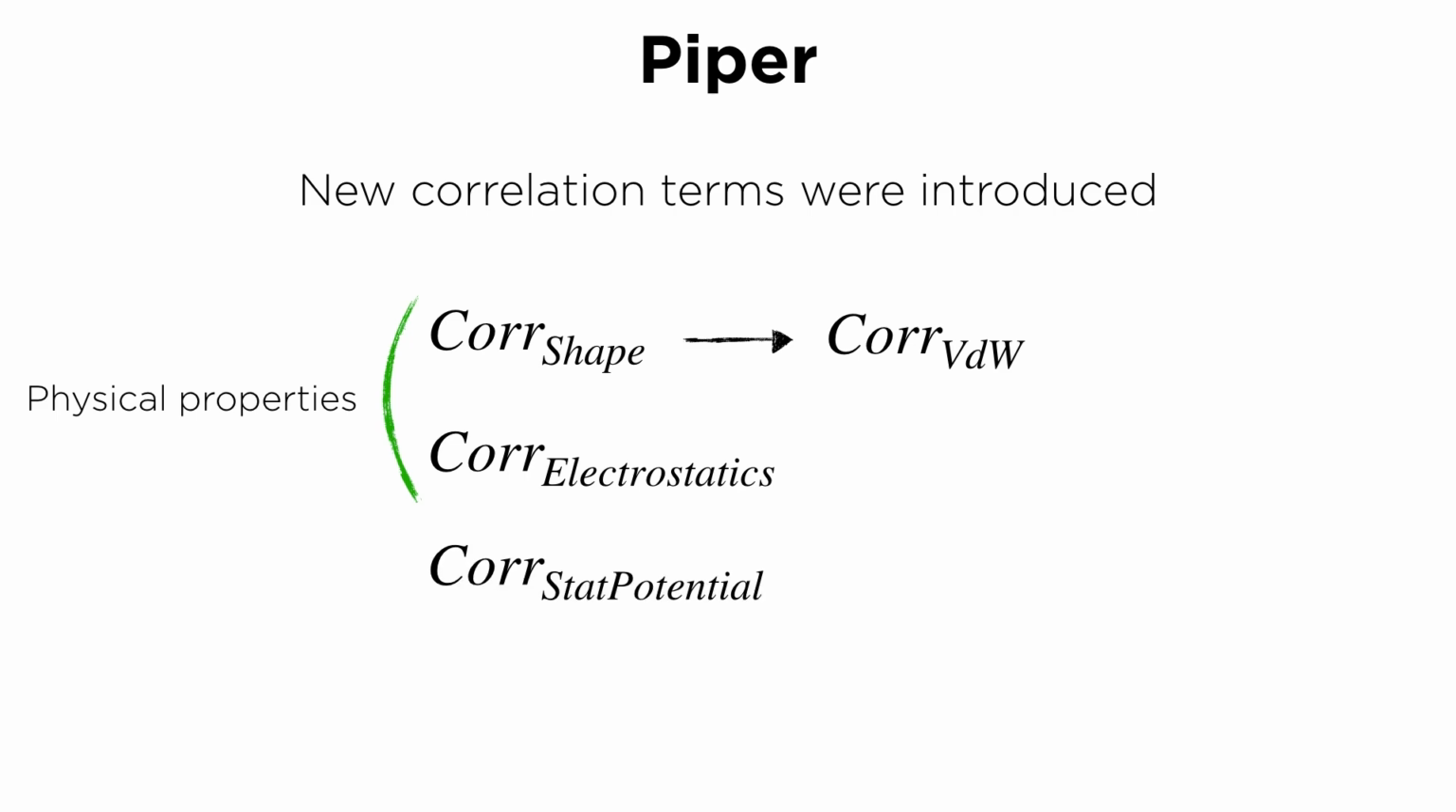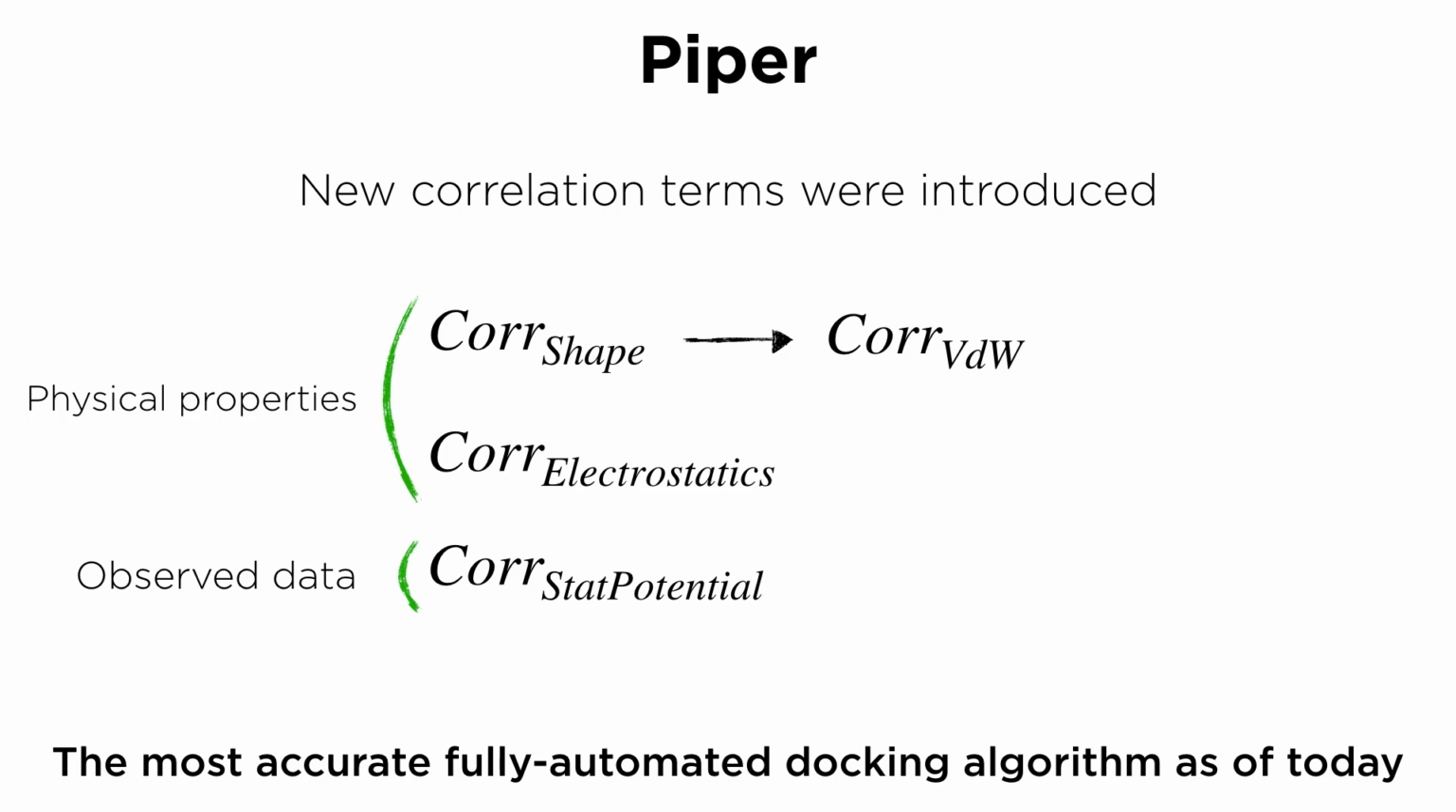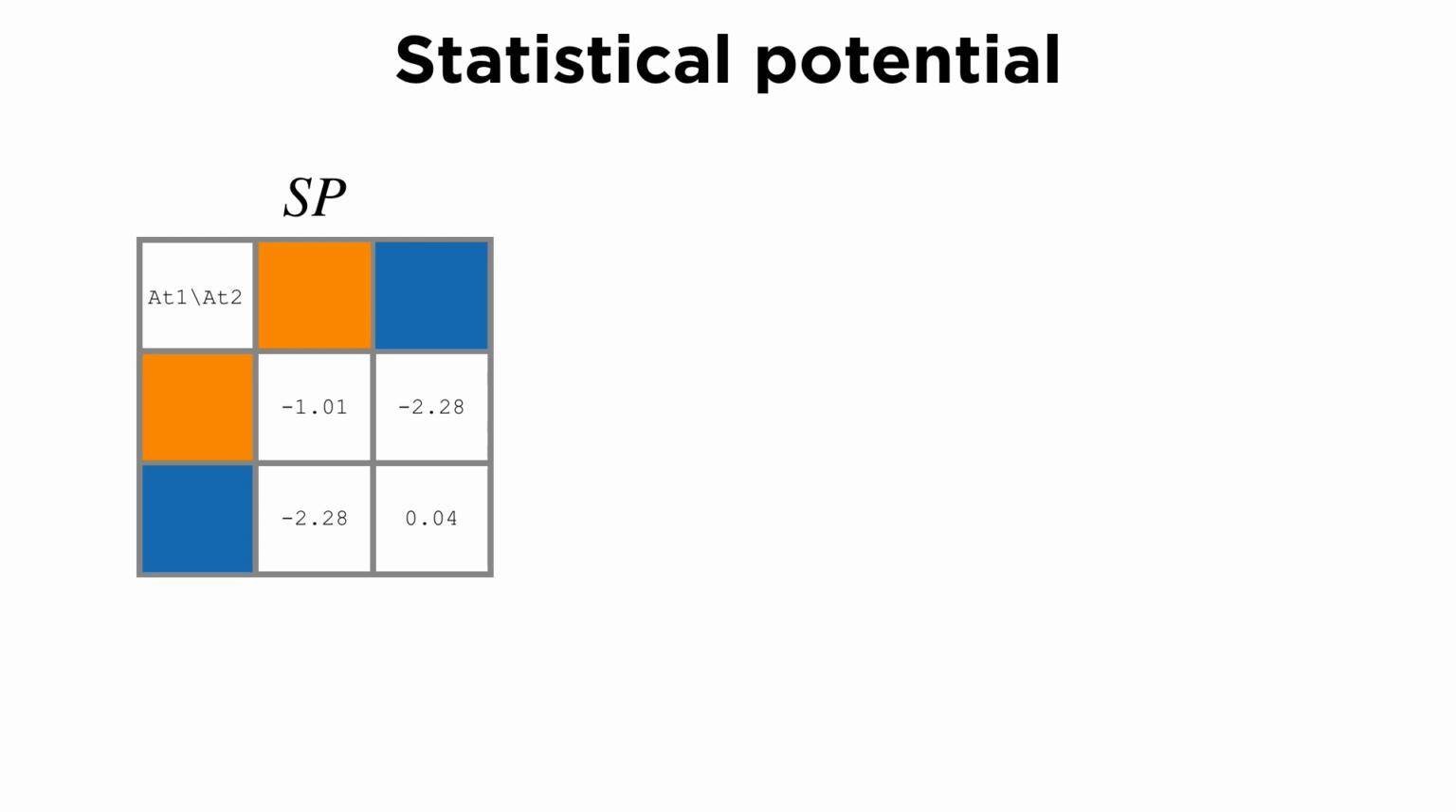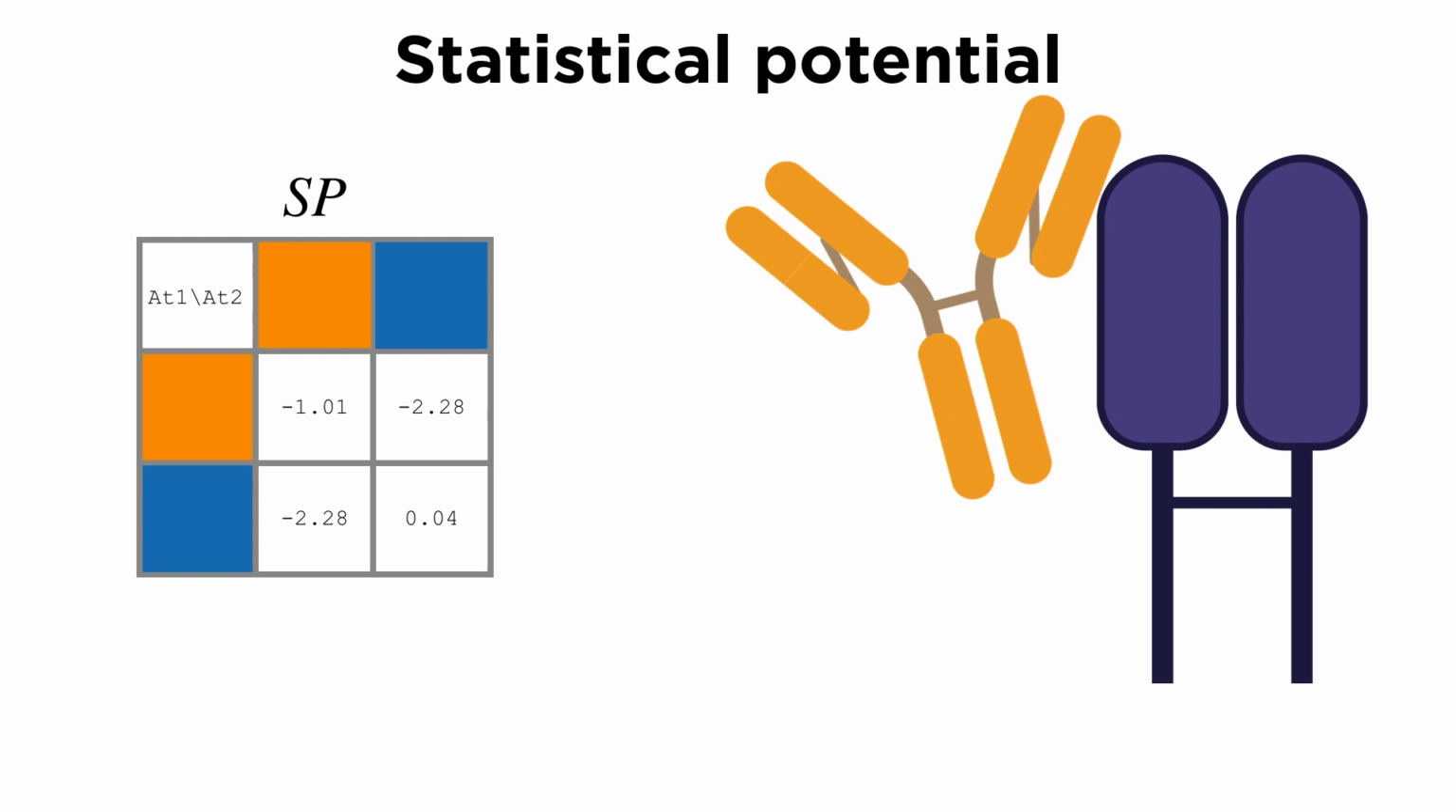Therefore, Piper introduced a new correlational term that accounts for something called statistical potential, which in its turn accounts for the probability that a given structure exists in the real world. And Piper, as of today, still is the most accurate fully automated docking algorithm. But how can one create a statistical potential, and how does it work? Well, statistical potentials are just two-dimensional tables, rows and columns of which are the atom types, and values in the cells of those tables are just some values calculated by a formula that we'll see later.